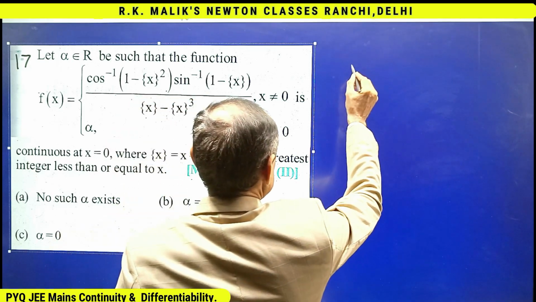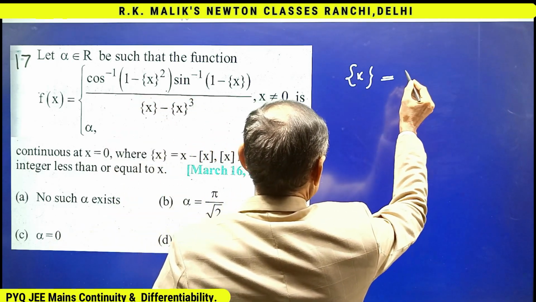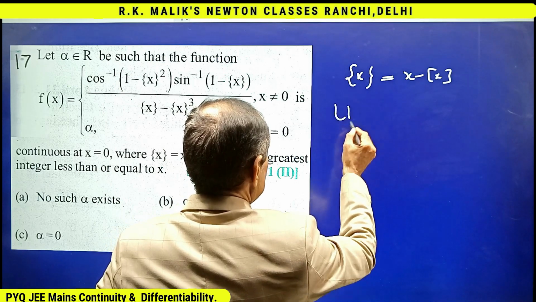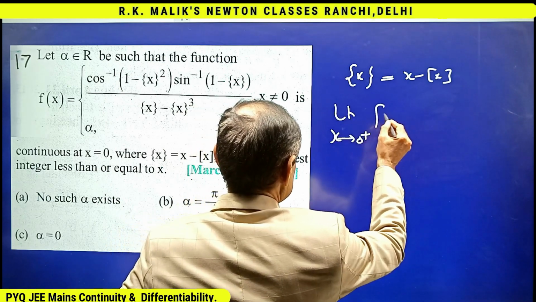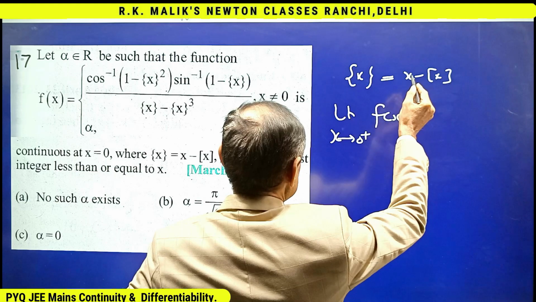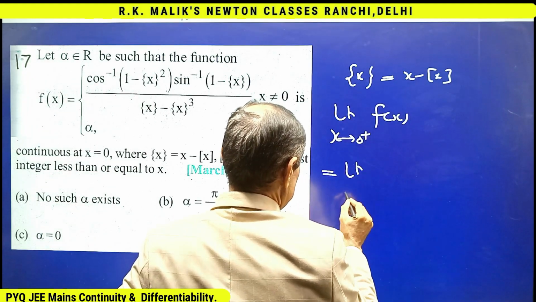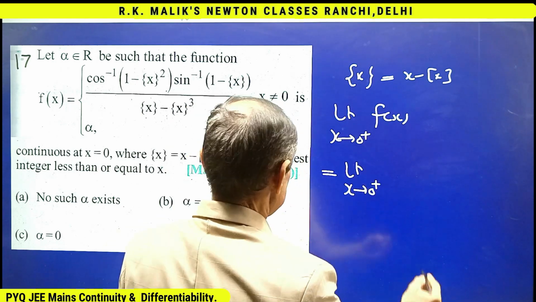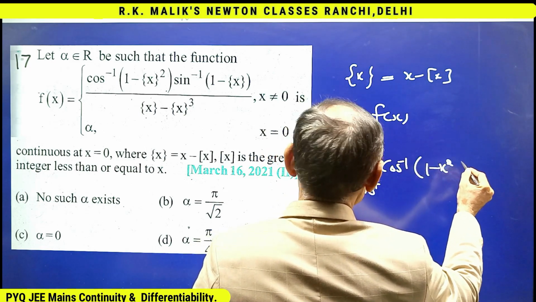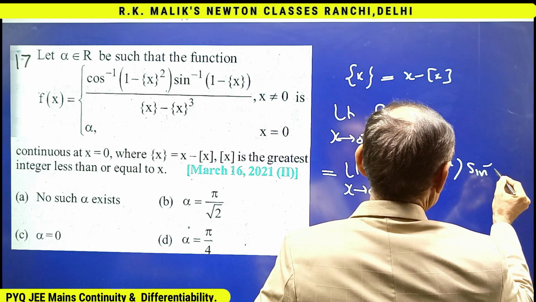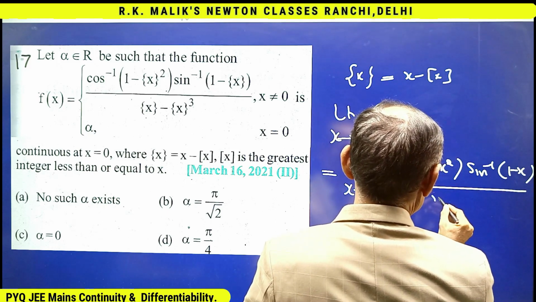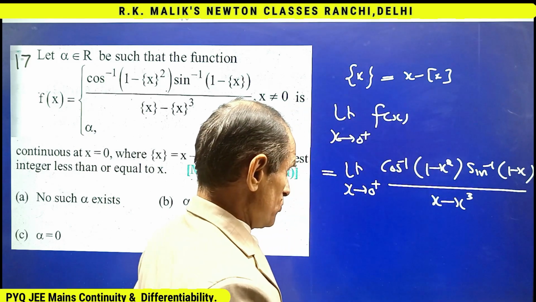and because it is given that fractional part of x is x minus box x, when we are finding limit x tends to 0 plus f(x), in that case box x will become 0, therefore fractional part of x will become x, that is it will be equal to limit x tends to 0 plus cos inverse of 1 minus x square into sin inverse of 1 minus x, whole upon x minus x cube.